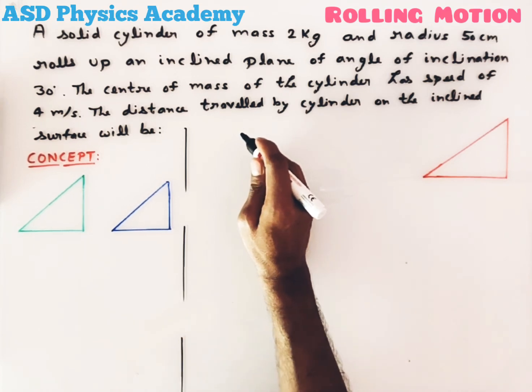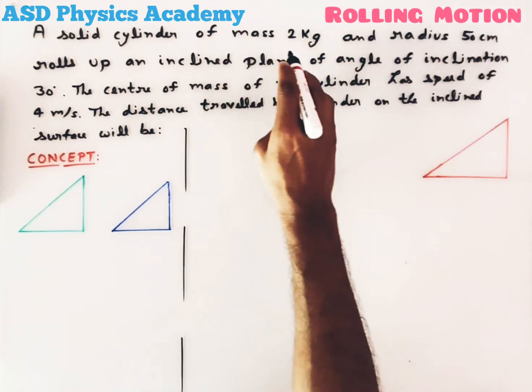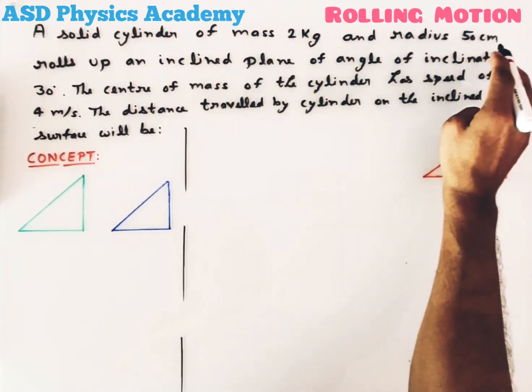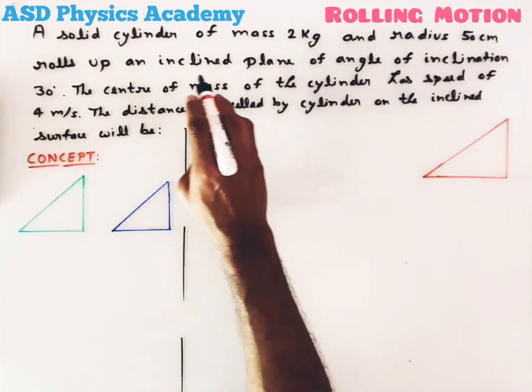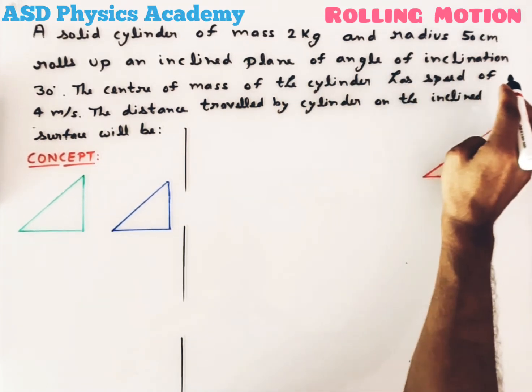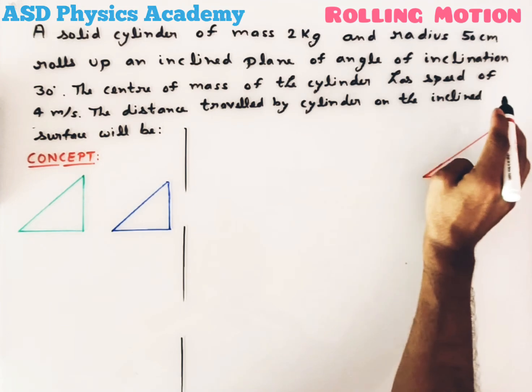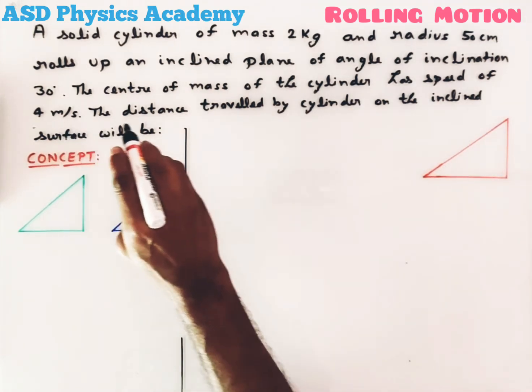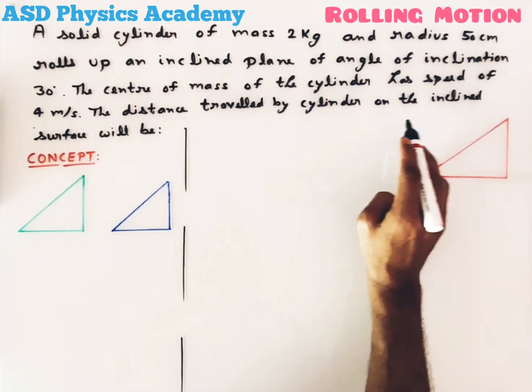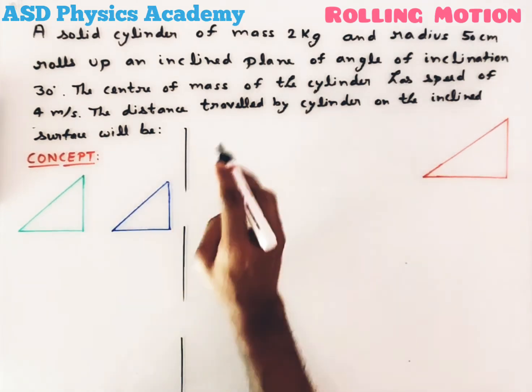Now let's see today's question. A solid cylinder of mass 2 kg and radius 50 cm rolls up an inclined plane of angle of inclination 30 degree. The center of mass of the cylinder has a speed of 4 meter per second. The distance travelled by cylinder on the inclined surface will be.